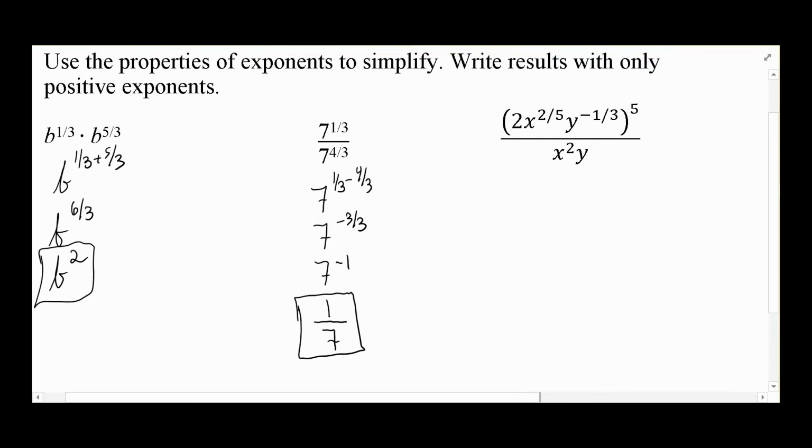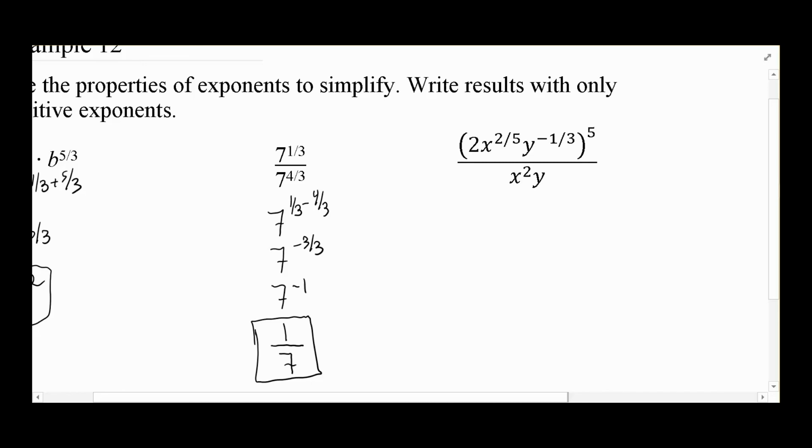Now the next one gets a little bit tricky. We've got a lot going on in this one, but let's take it one step at a time. The first thing that's going on is in the top, we've got this parenthesis with an exponent. So if we use a power over a product rule, this tells me take that fifth power to the number, to the x, and to the y. Now before I simplify anything, I'm going to just literally write that. I'm going to write 2 to the fifth, x to the 2/5 to the fifth, y to the negative 1/3 to the fifth.